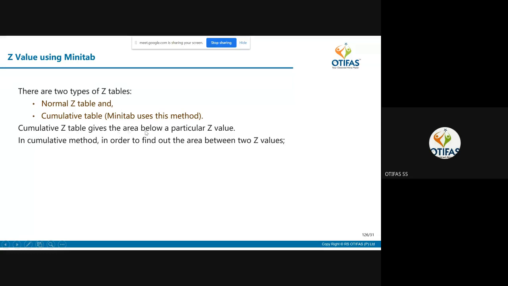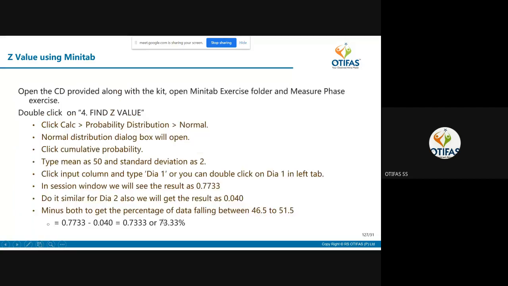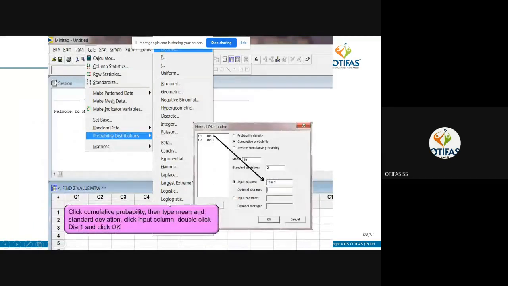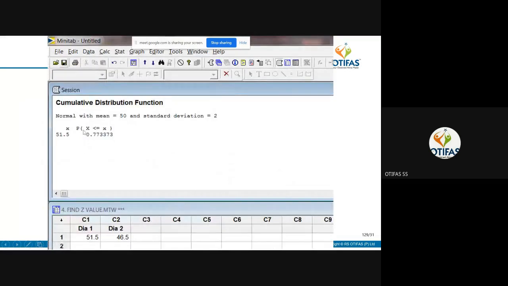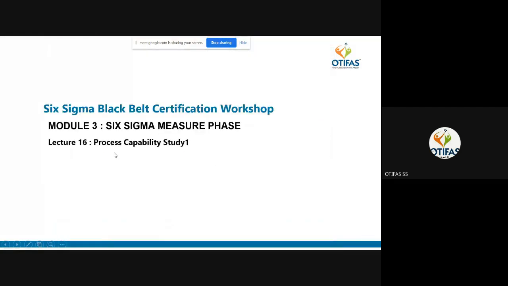So cumulative Z table gives the area up to a particular Z value. In the cumulative method, in order to find the area between two Z values, Z1 minus Z2, this is what I explained to you. You find this first, and then you find this first. Then you get this value. So most of the time, the calculations are done in this cumulative Z table. So this is the same thing, and we can get it from Minitab, but no need to go for Minitab like this. Excel is easy. Okay.